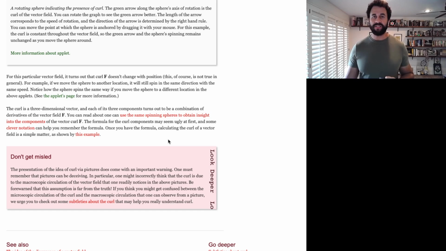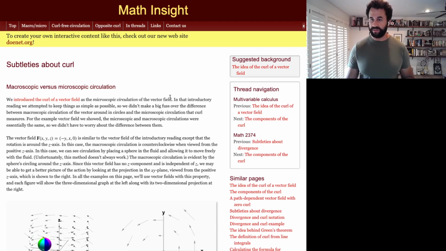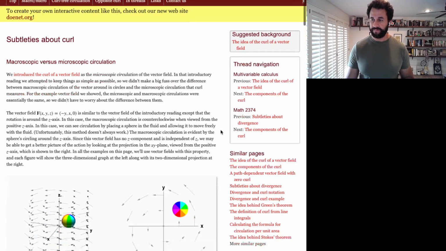So just because there is a big circulation going on in a vector field, it does not mean you're going to get microscopic circulation, not necessarily. So you need other conditions to guarantee that kind of stuff. If you follow this link they have here for subtleties about the curl, it will lead you to another, do I have it right here? Subtleties about the curl. Yeah.